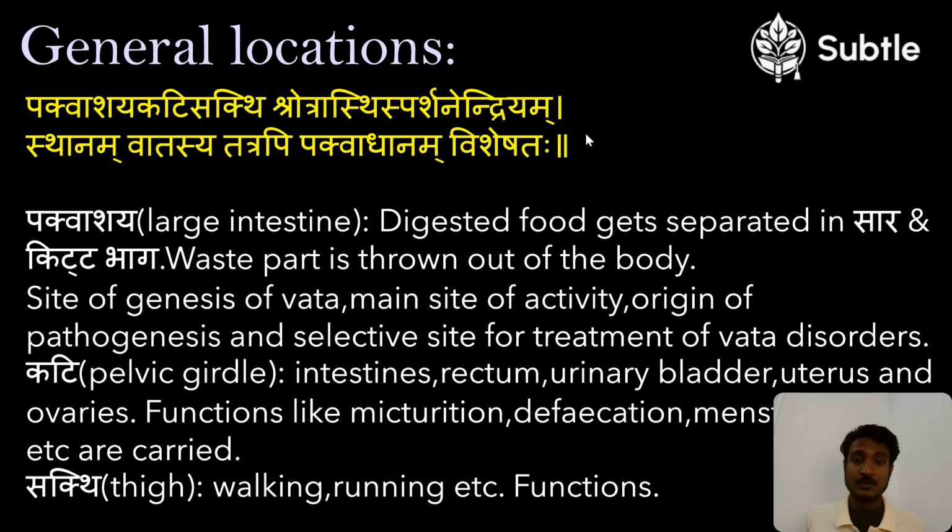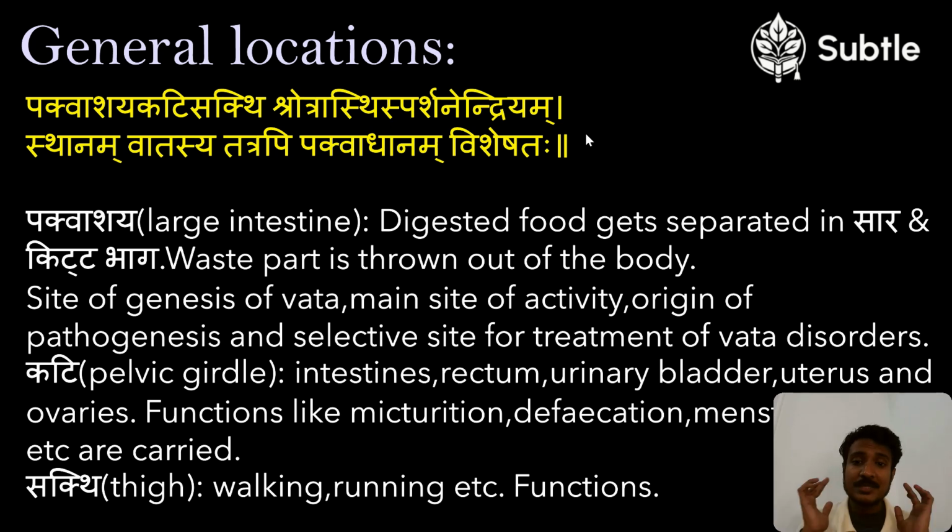So as I've told you in my previous classes, if you would have heard, the body is divided into 3 major halves. The upper portion is dominated by Kapha, the middle portion by Pitta, and the lower portion is all dominated by Vata, isn't it? That is below the umbilicus, right? So Kati is the pelvic region. Sakti is again the waist region, or more specifically, probably the groin region.